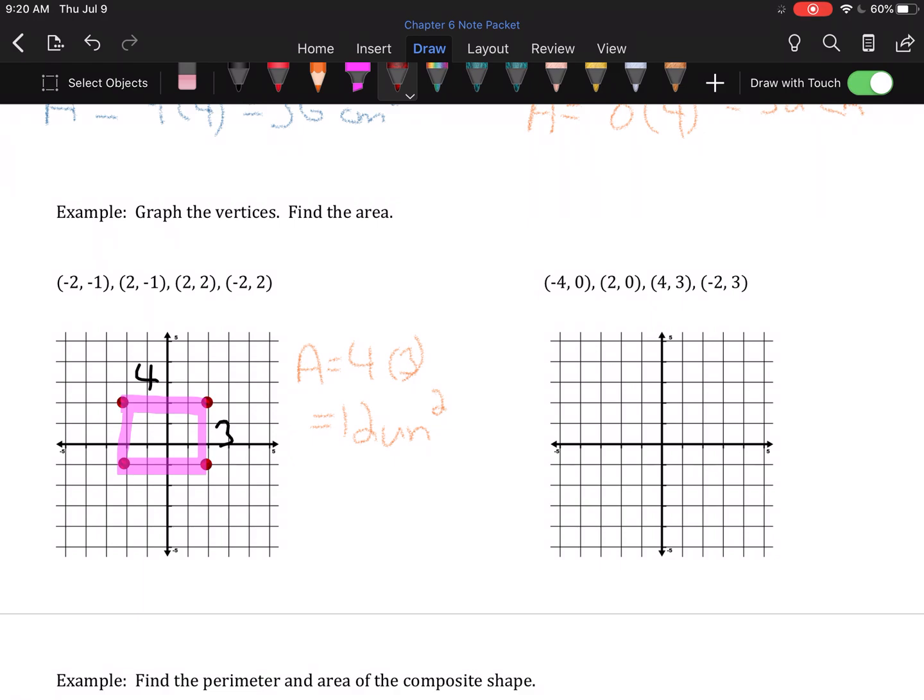Next one, -4, 0 is left 4, stay on the axis. 2, 0 is right 2, stay on the axis. 4, 3 is 1, 2, 3, 4, 1, 2, 3 up here. And -2, 3 is left 2, up 3. So this is a parallelogram.